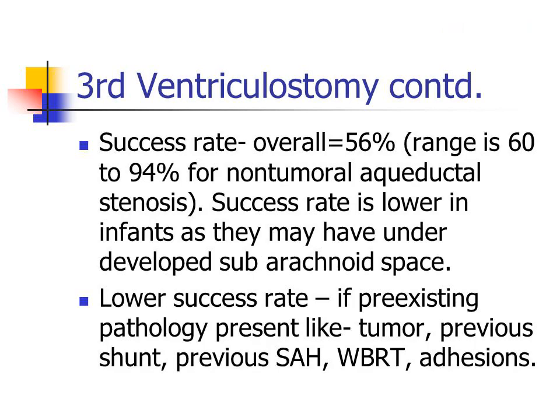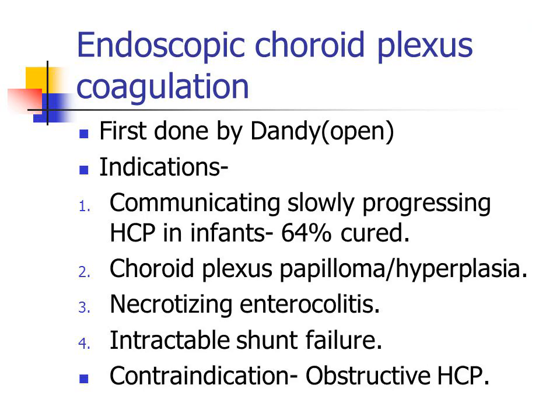Third ventriculostomy, continued. Success rate overall equals 56%, ranging 60 to 94% for non-tumoral aqueductal stenosis. Success rate is lower in infants as they may have underdeveloped subarachnoid space. Lower success rate if pre-existing pathology is present, like tumor, previous shunt, previous SAH, WBRT, adhesions. Endoscopic choroid plexus coagulation.